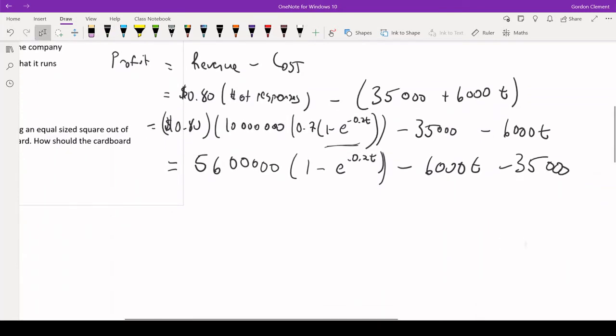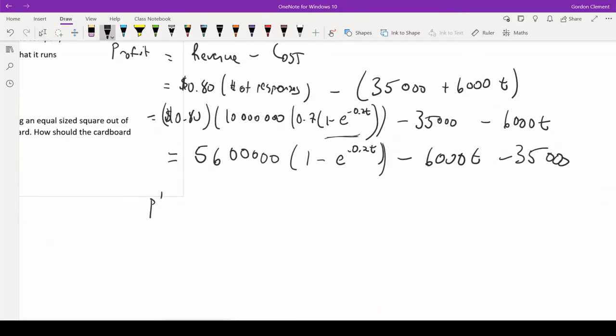So we've got to take the derivative of this. So the profit's derivative is going to be, now this is just a number out front, so when you take its derivative, that constant is going to stay out front. The derivative of the inside, well, the derivative of 1 is just 0. So we're just going to get the derivative of e to that function, which is e to that function times that function's derivative. So we have that. The derivative of minus 6,000t is minus 6,000, and the derivative of the 35,000 is 0.